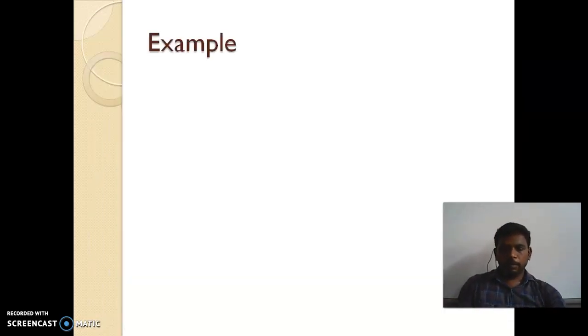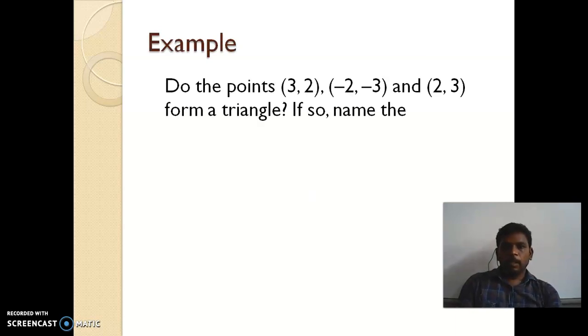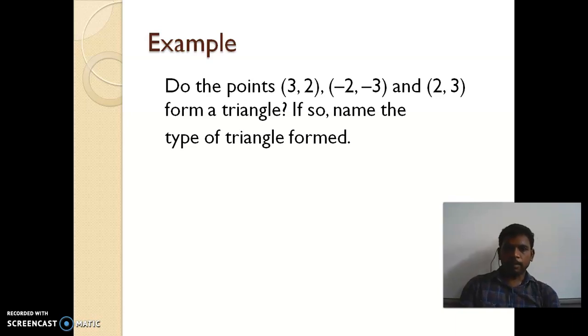Look at the next example. Do the points (3, 2), (minus 2, minus 3) and (2, 3) form a triangle? If so, name the type of triangle formed. So that is the question asked here. So here also we are going to find out the distance only between 2 points, because here they are asking what type of triangle is formed.